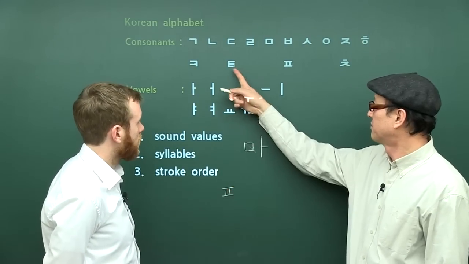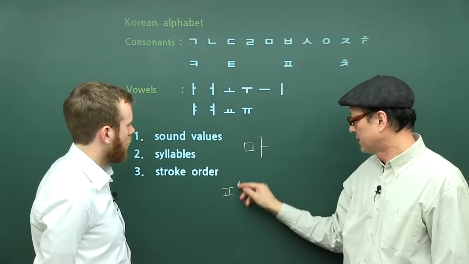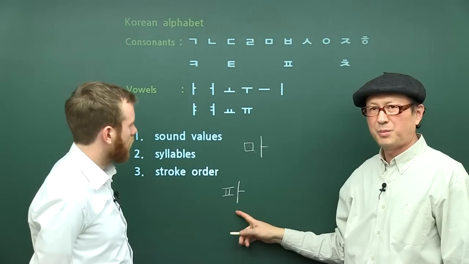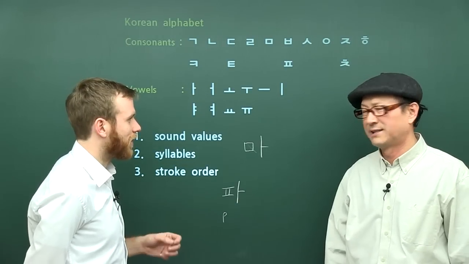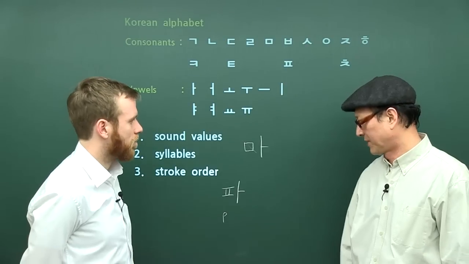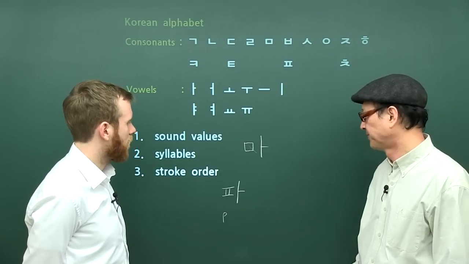This one is a little different from these guys. Okay, but it's not 파. 파. It's not just the extra stroke, right? So, but it's always P. 네, always P. 파. 파.